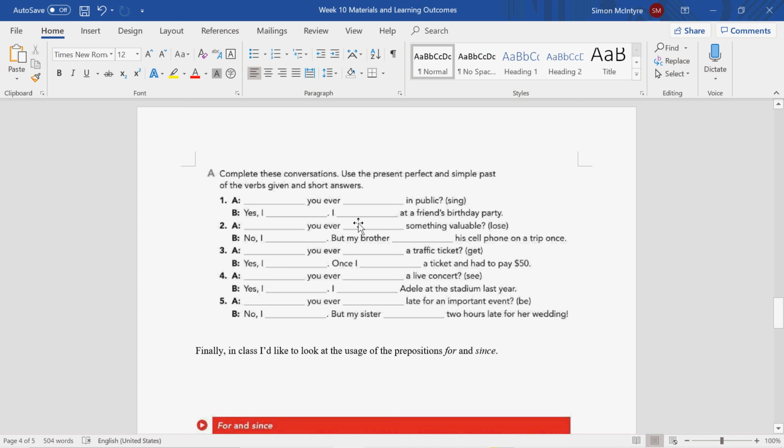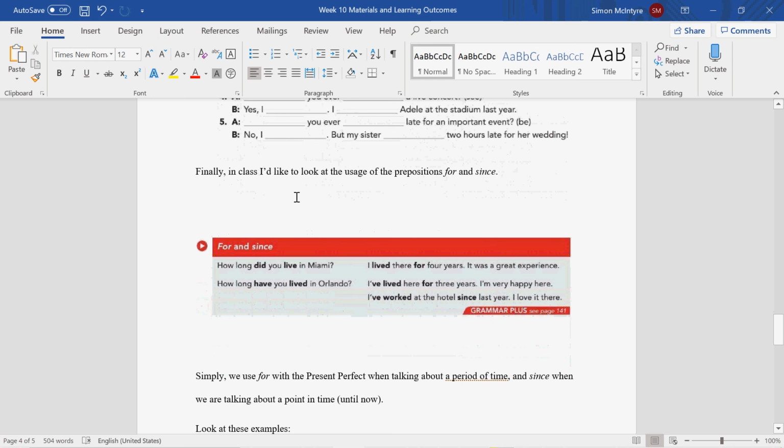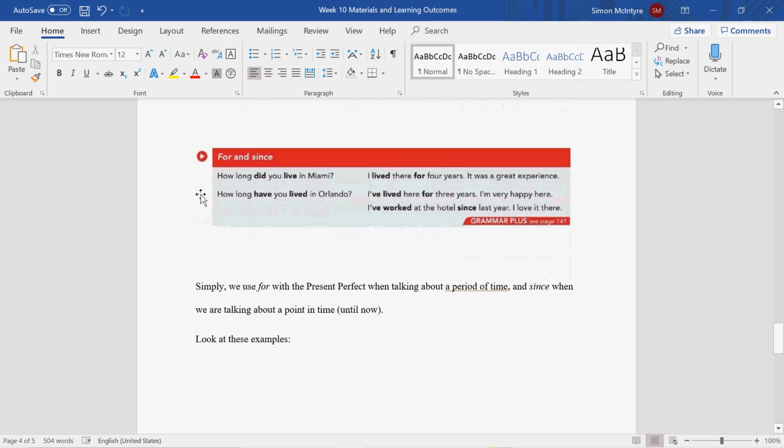Okay, and the last point for this class is for and since. So we use for and since with the present perfect to talk about periods of time or points of time. So from the textbook, how long did you live in Miami? I lived there for 4 years. Have you ever lived in Miami? Yes, I have lived there for 4 years. Would be the present perfect. Or you could say, how long have you lived in Miami? I have lived there since a point in time, since 2011.